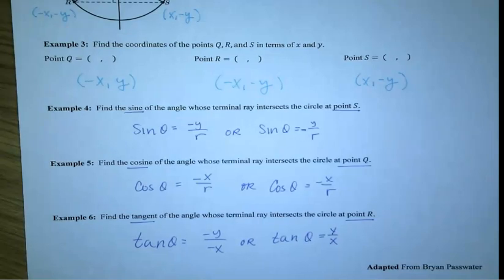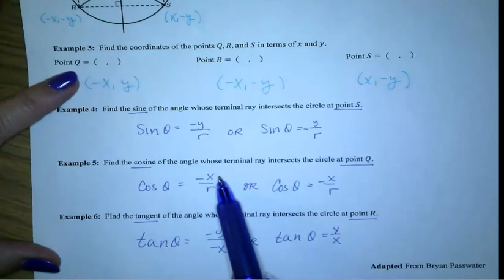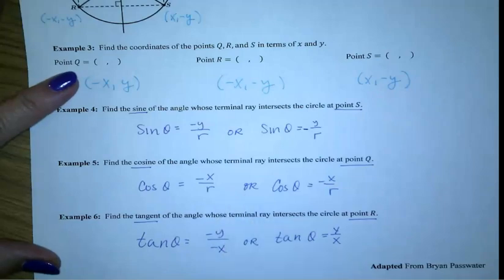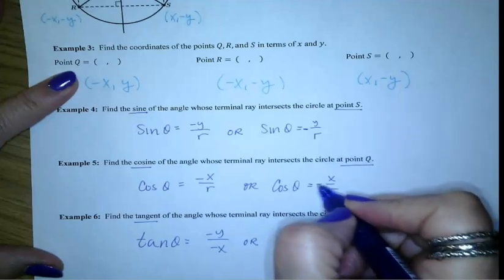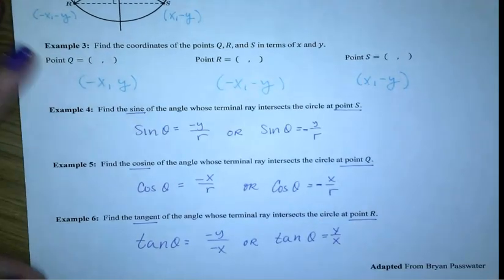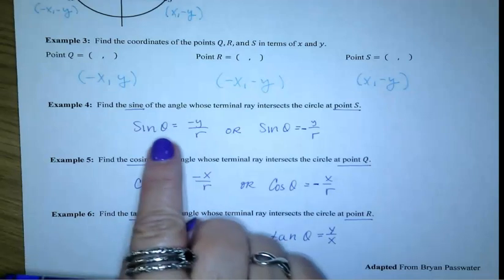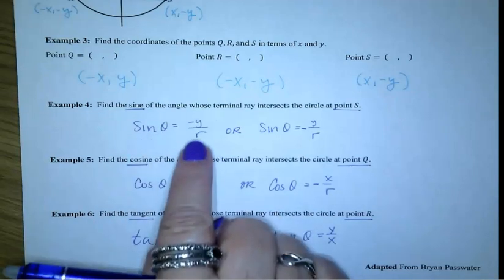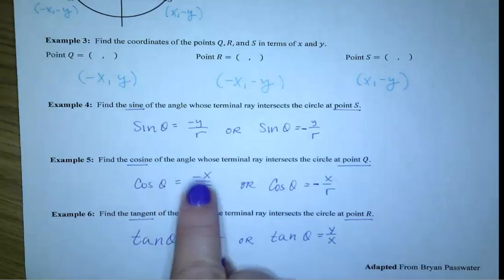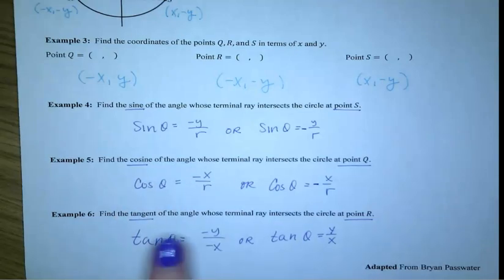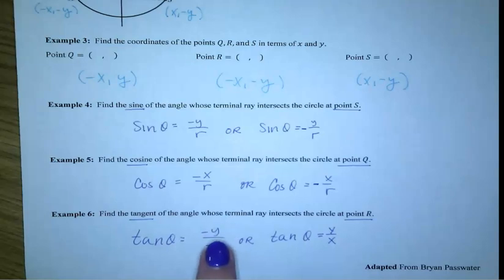All right, so example 5, cosine. So cosine of theta is going to be, in this case, negative x over r, or we can put that negative out in front, so it looks like that. So remember what this means. This means the angle that has a sine value of this ratio, an angle that has a cosine value of this ratio, a tangent, an angle that has a tangent value of this ratio.